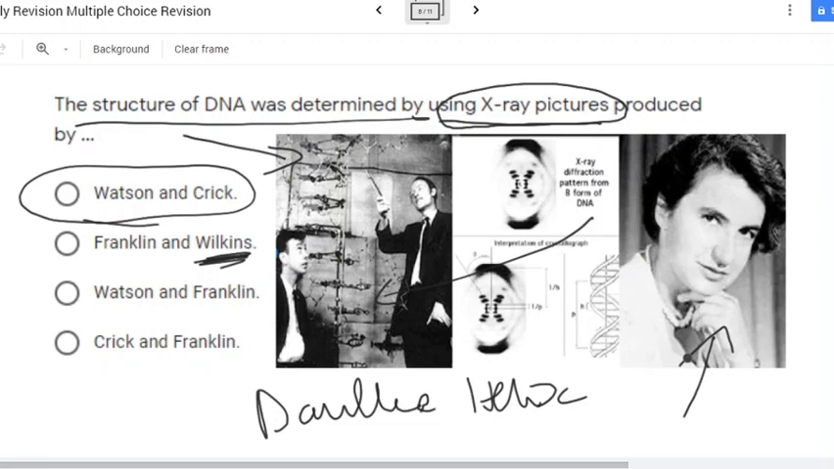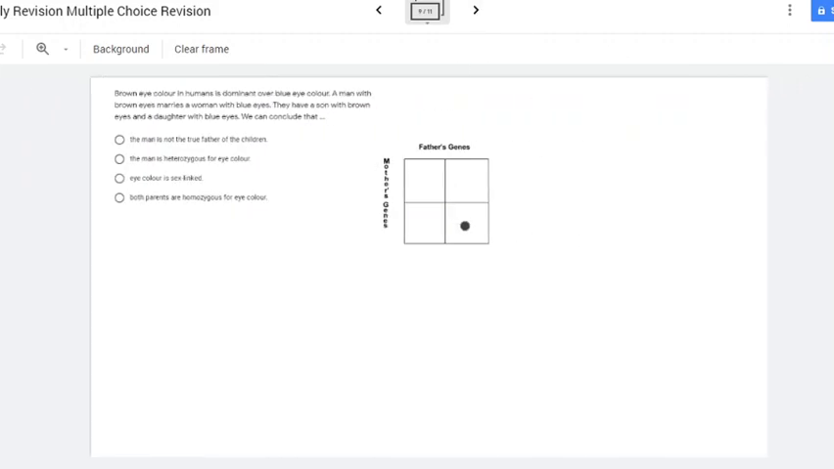Rosalind Franklin never got the Nobel Prize because, unfortunately, the Nobel Prize cannot be awarded posthumously. She died before the Nobel Prize was given. Otherwise, it probably would have been given to her as well. So, very sad story there. But let's get on to the next question.